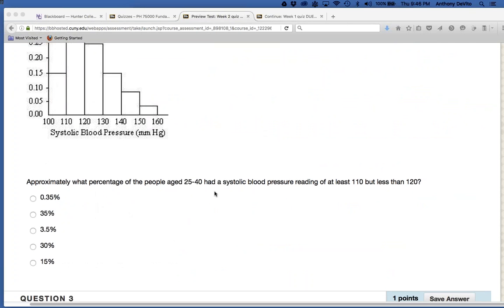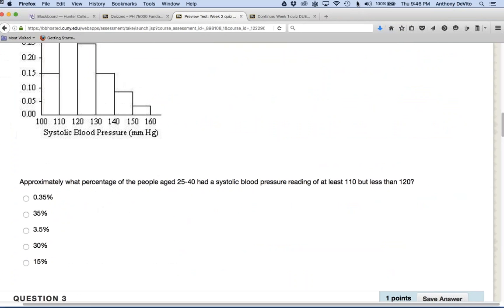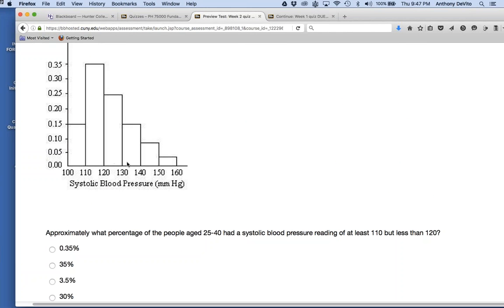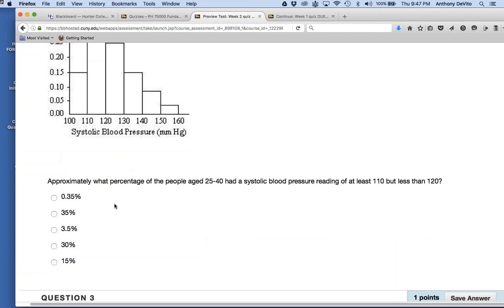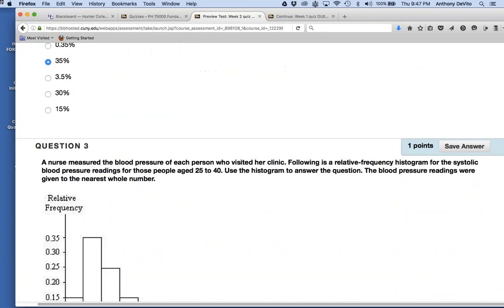Approximately what percentage of people aged 25 to 40 had a systolic blood pressure of at least 110, but less than 120? Okay, well, here's 110, at least 110, but less than 120. Well, that's only that one bar in there, isn't it? Right? So I would say that 35% would be the right answer there. Don't let them fool you. Thank you, Greg. Right on.